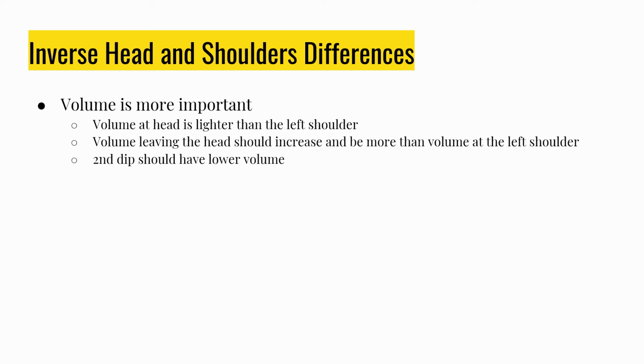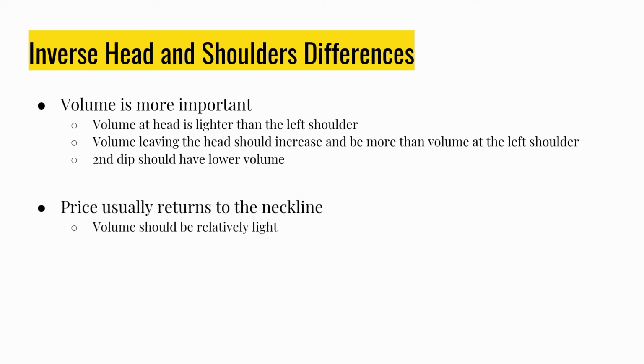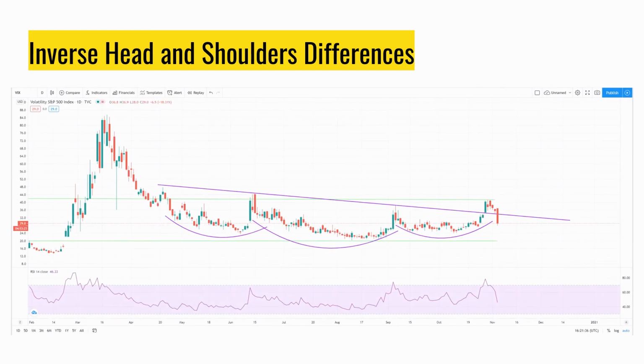The second difference is that price usually returns to the neckline with light volume. For instance, let's return to this graph. Here, we see the price return to the neckline, and we see that it first held it as support, but it broke through it, causing this inverse head and shoulders to be invalid. For this pattern to be valid, price should have held this area as support and then bounced off it to move upward. Once price breaks, where does price go to?